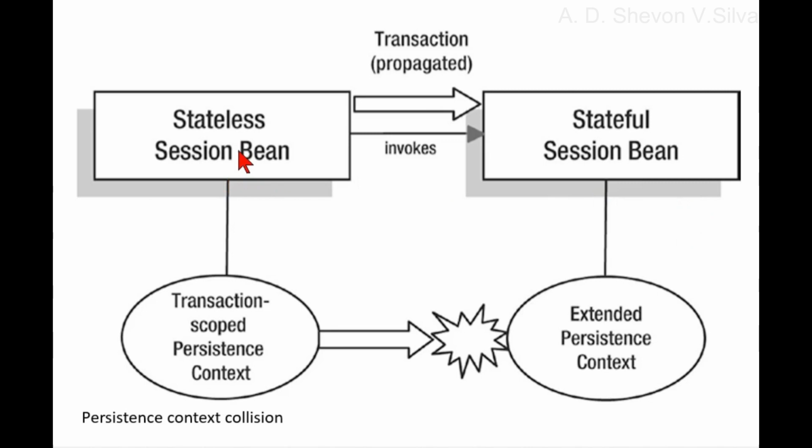Here you can see a stateless session bean with a transaction. The stateless session bean is connected to the stateful session bean via invokes and the transaction is propagated. Here the stateless session bean interacts with the transaction-scoped persistence context, and here the stateful session bean interacts with the extended persistence context. Here you can see the collision.